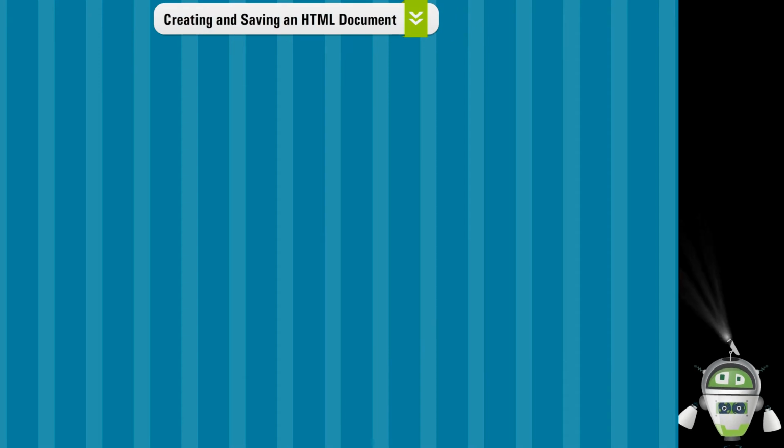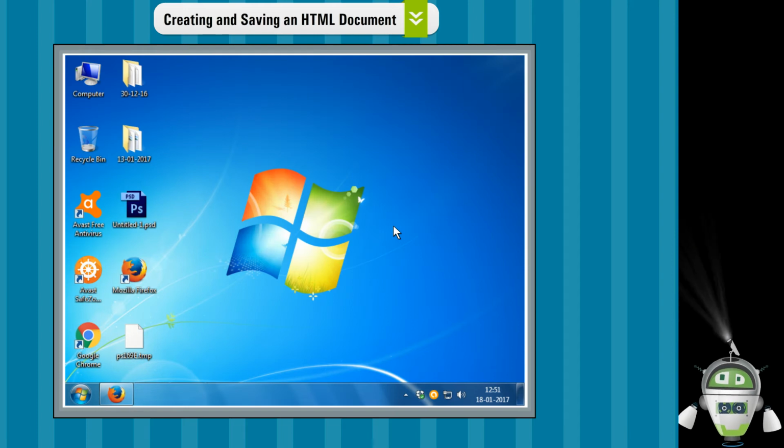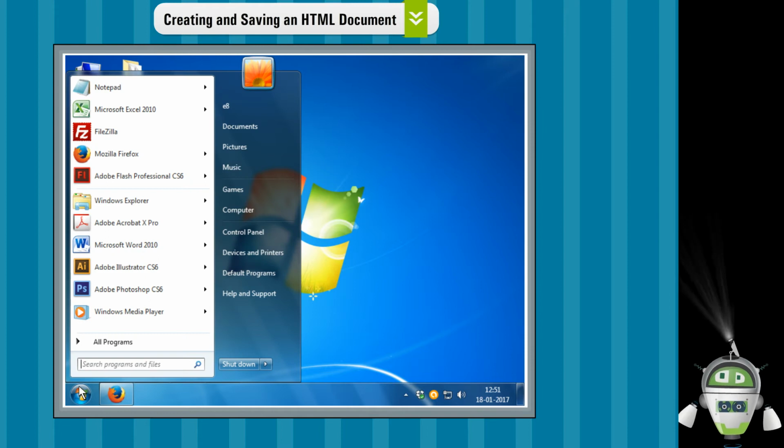Creating and saving an HTML document. To create a web page using HTML, the steps are as follows. Step 1. Open the Notepad Editor window by clicking on the Start button and then click on All Programs.